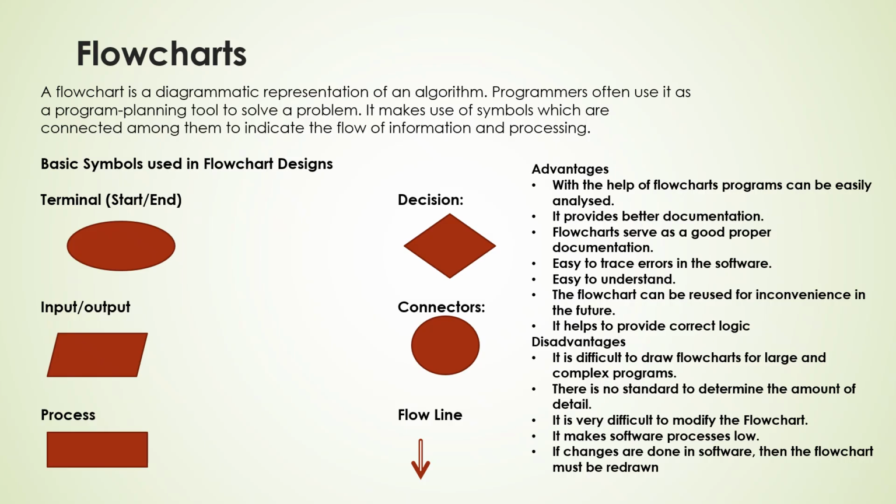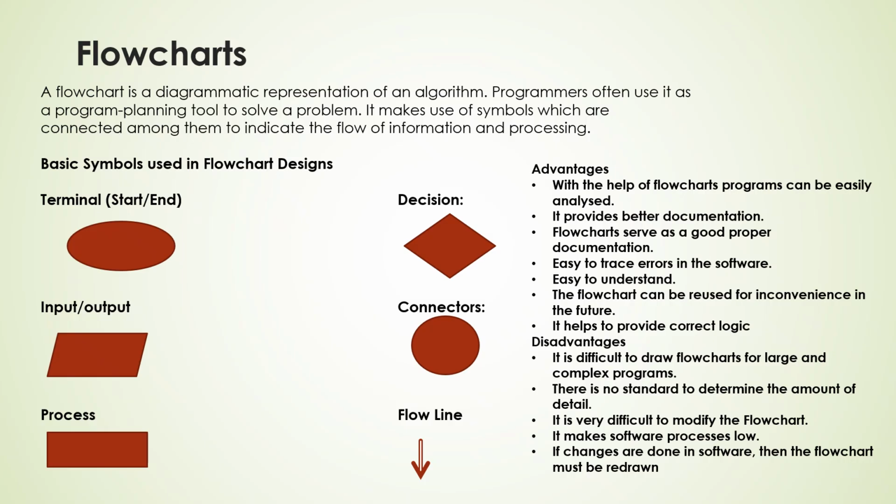Next is the flow line. Flow lines are arrows that connect different symbols. They indicate the direction in which the program moves from one step to another. Without the flow lines, the symbols could not connect and we could not know the order of execution. Therefore, arrows are very important because they show the logical flow of the program.